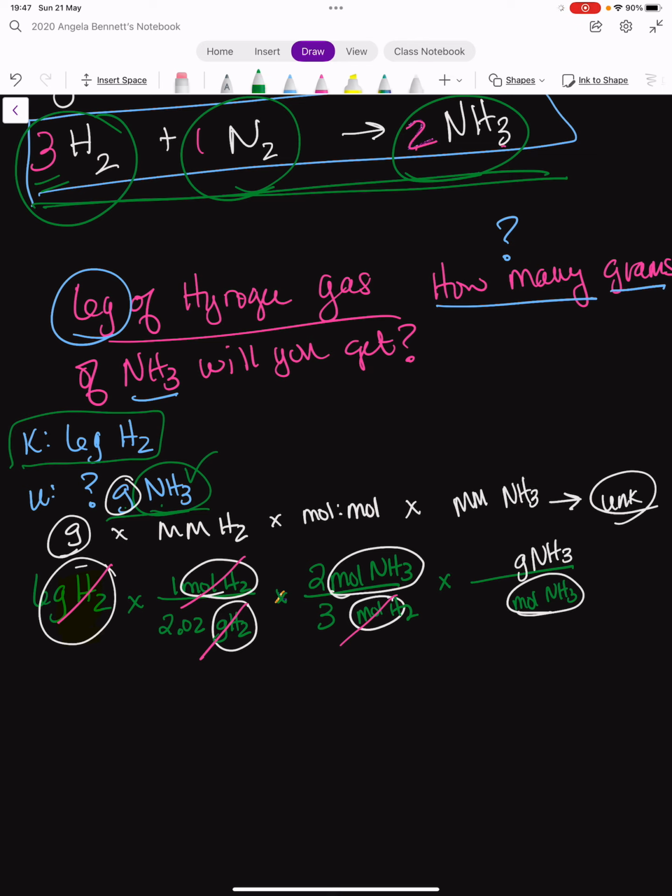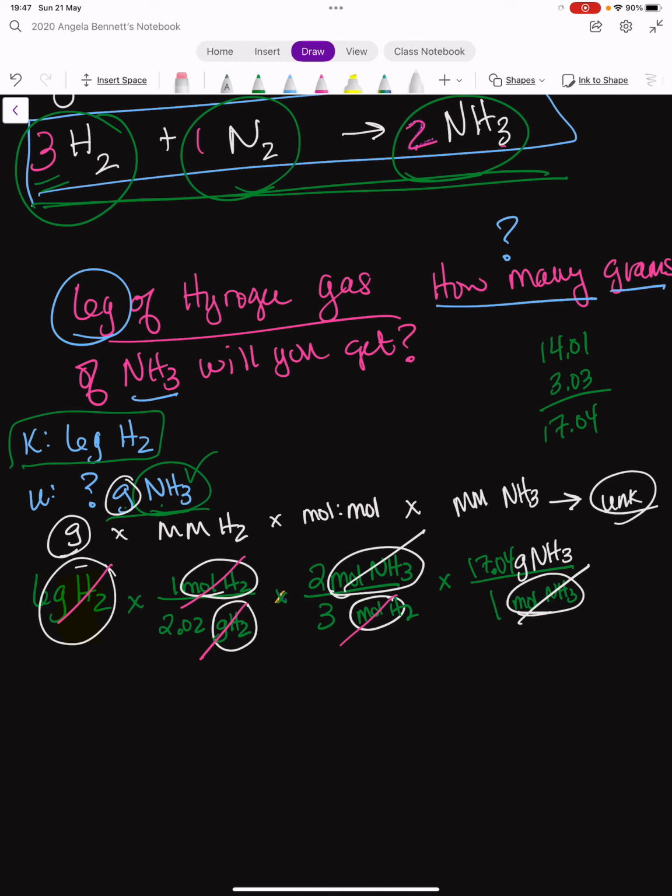All right, so we know that all molar masses have 1 mole. I need to calculate the molar mass of the NH3. So let's see, nitrogen is 14.01 and hydrogen is 1.01, but I have 3 of them, so 3.03. So 17.04. Okay, and then once I do that, moles of NH3 and moles of NH3 cancel out.